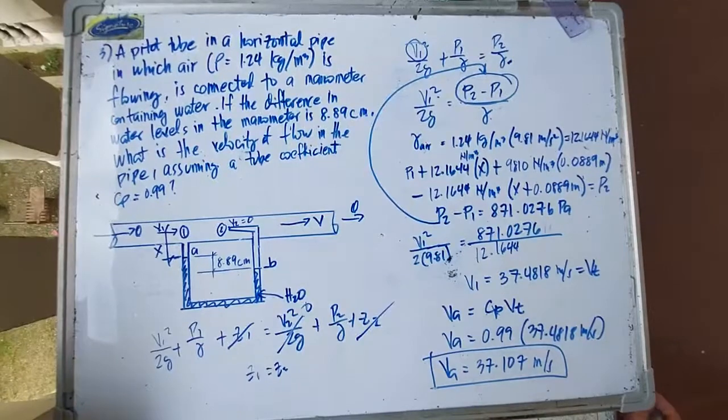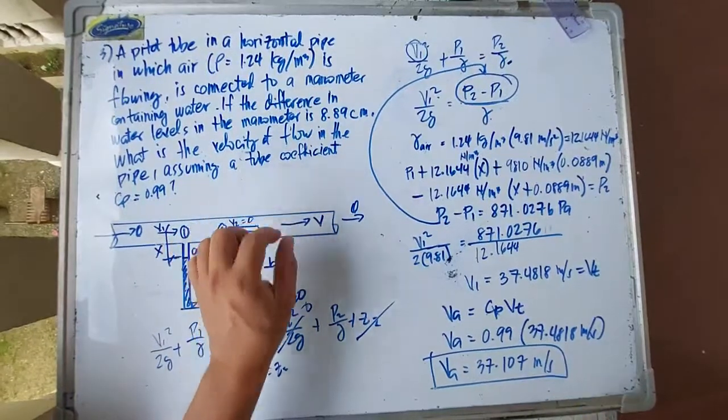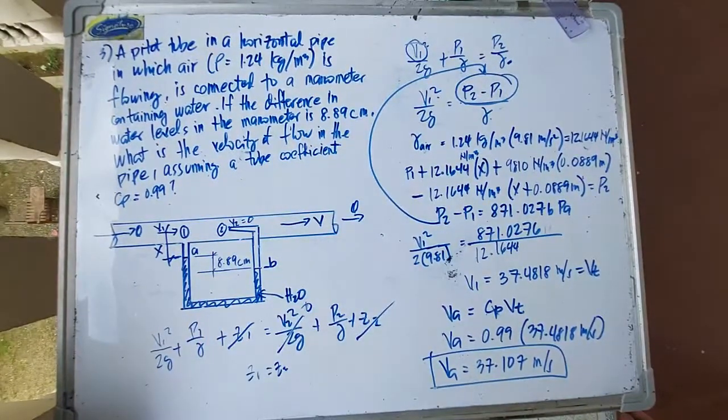Now, if you're interested in solving for the discharge, you simply multiply the actual velocity by the cross-sectional area of the conduit or pipe. But the Pitot tube is used to measure velocities. Velocities are what the Pitot tube measures.